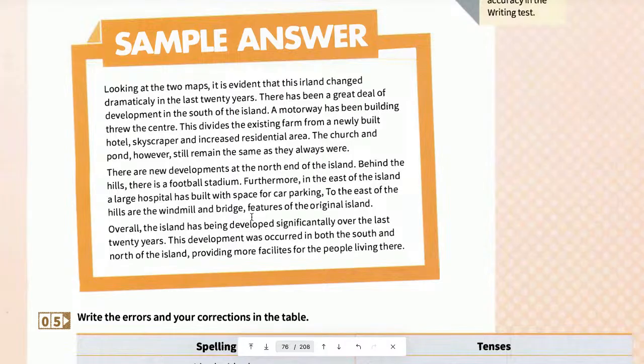You need to learn some sentences or some way to connect between one map and the other map. For example, like features of the original island. A good one, right? Very good one. Learn that. You can underline that one, guys. Features of the original island. The second paragraph, the last line. Okay. So that's one thing, and yeah, that's a good one.